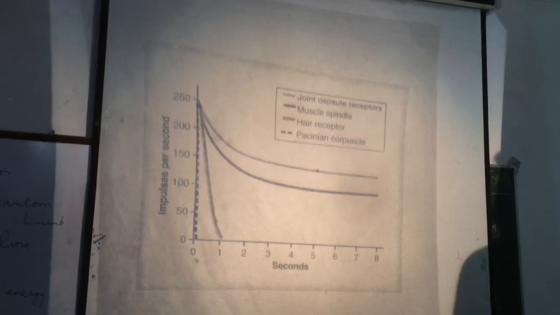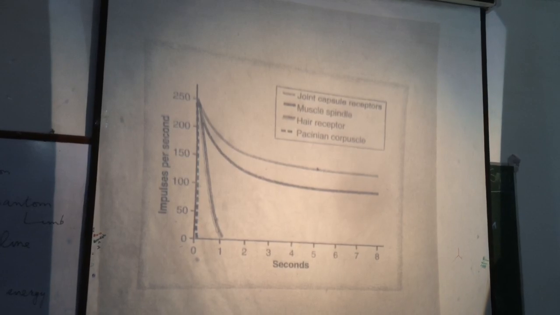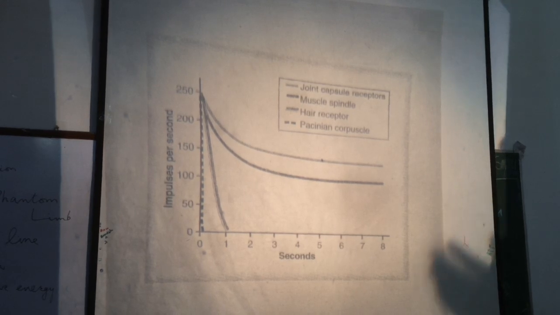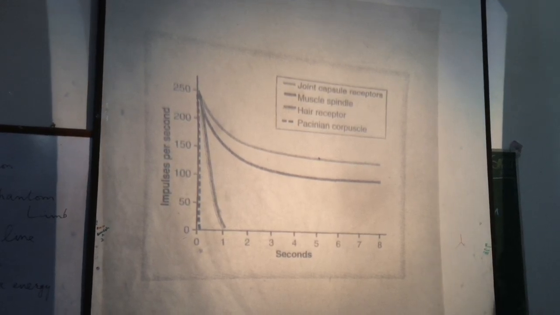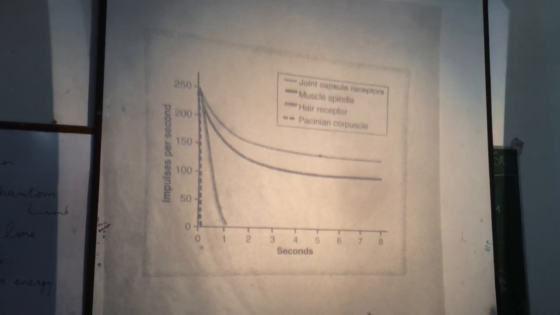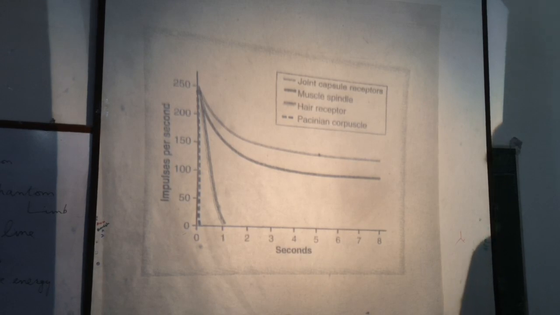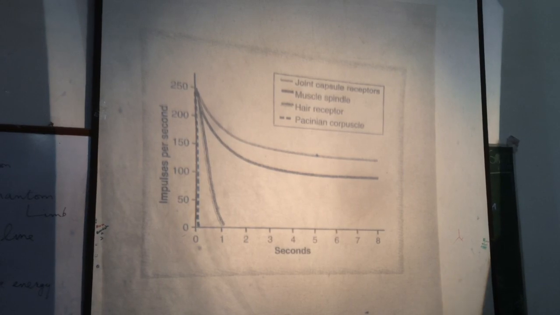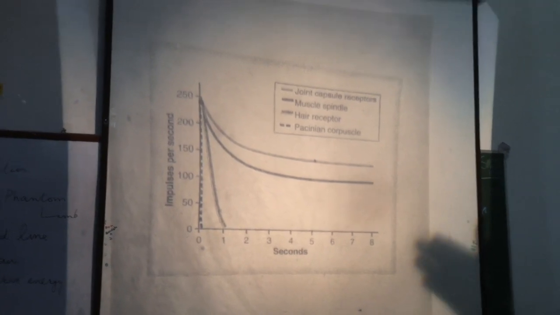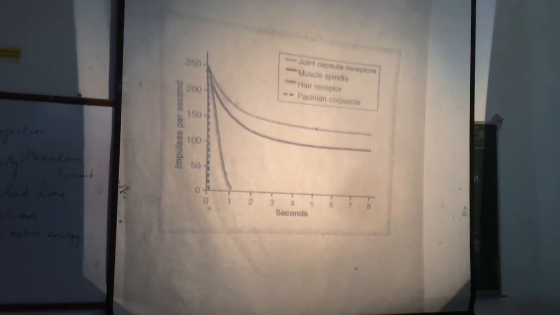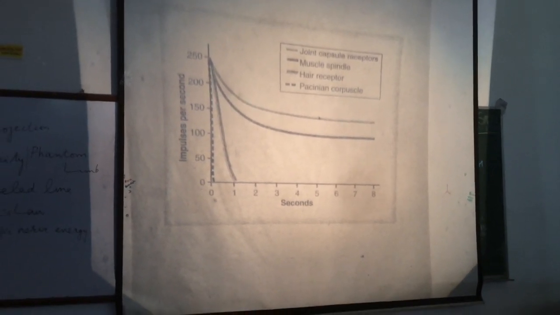The other type of receptors is tonic receptors. Tonic receptors undergo slow and incomplete adaptation. Phasic receptors, which undergo rapid adaptation, include the touch receptors. Touch receptors undergo rapid adaptation. These are the phasic receptors.